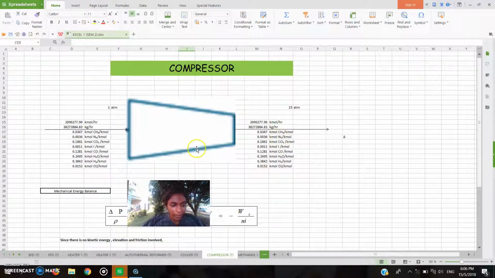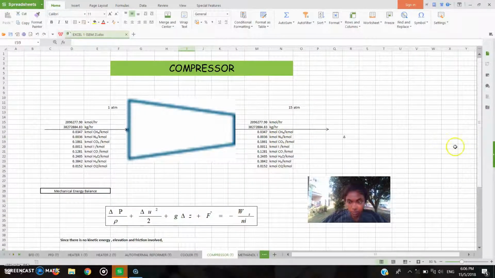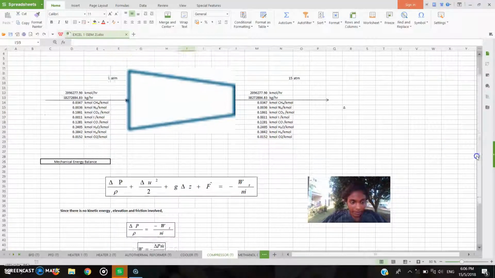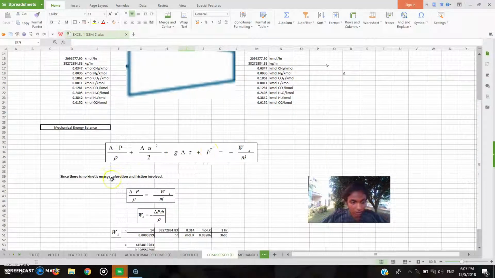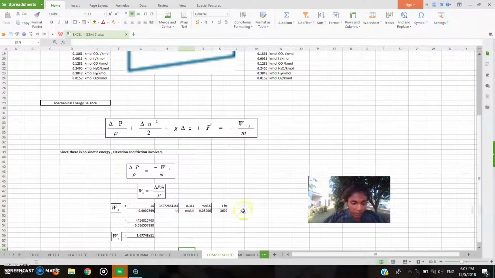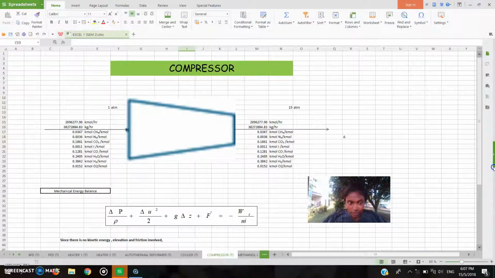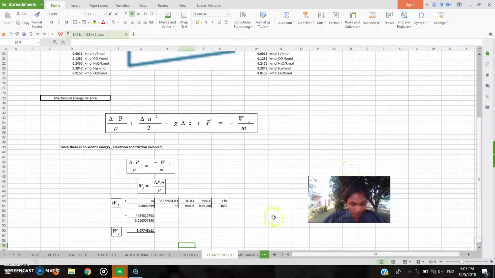The next one is the compressor. The compressor is to increase the pressure. So this is the working for the mechanical energy balance. My work shaft, I got it as 1.6 times 10 to the power of 11 joule. The pressure increases from 1 atm to 15 atm.